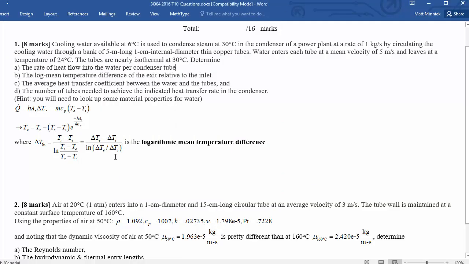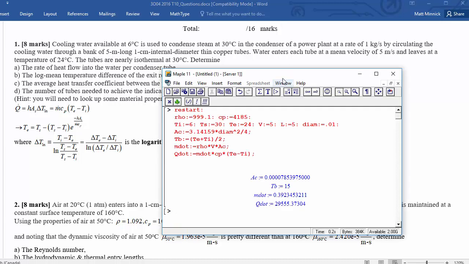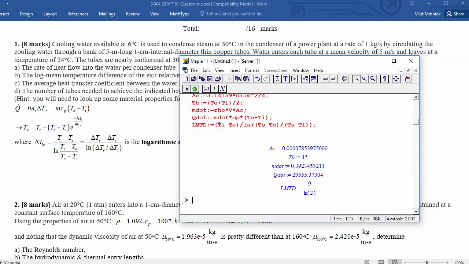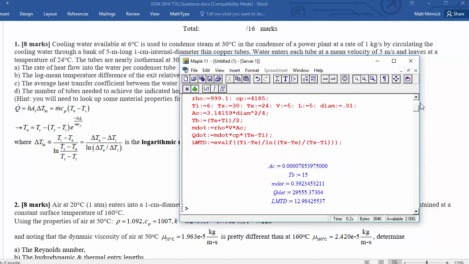So the next thing is to figure out the LMTD, and we can work that out just from the temperature differences. LMTD would be equal to the Ti minus Te over the ln of Ts minus Te over Ts minus Ti. Okay, so this should be, after we maybe put in an evalf there to turn it into a floating point evaluation, this should give us something that's kind of like the average temperature difference between the wall and the fluid.